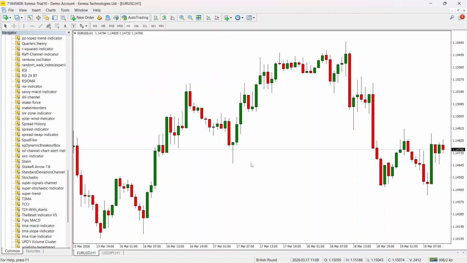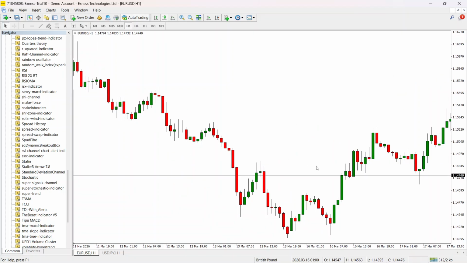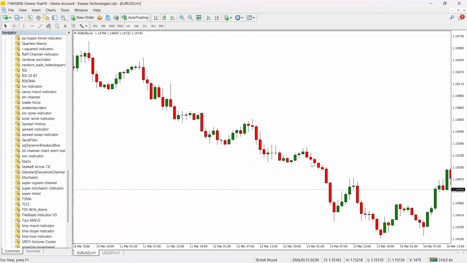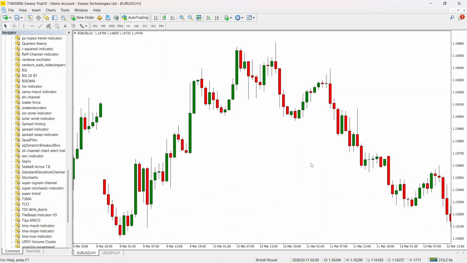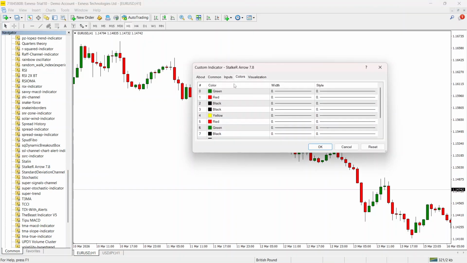Hello traders, in this video we are looking at the Stalker Arrow Indicator for MT4. This signal-based tool plots clear buy and sell arrows directly on your chart to highlight potential trading opportunities and simplify decision making. At this point I'll load the indicator on the chart so you can see how it looks in real time. Now let's go.